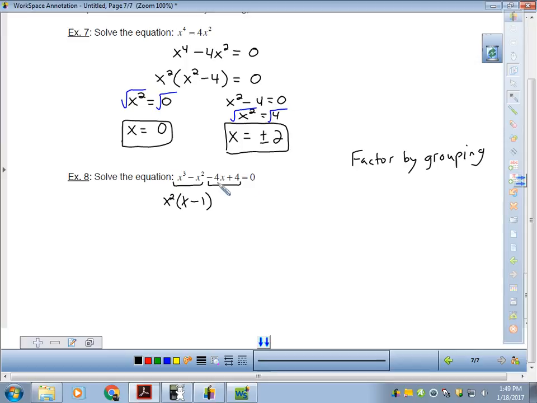Okay. Then I look at the second group. Is there anything in common between the second group? Okay. Well, I can actually pull out a negative 4. When I pull a negative 4 out of this first term, I leave the x behind. When I pull a negative 4 out of this positive 4, I leave a negative 1 behind. Okay. And that still equals 0. That's still there.